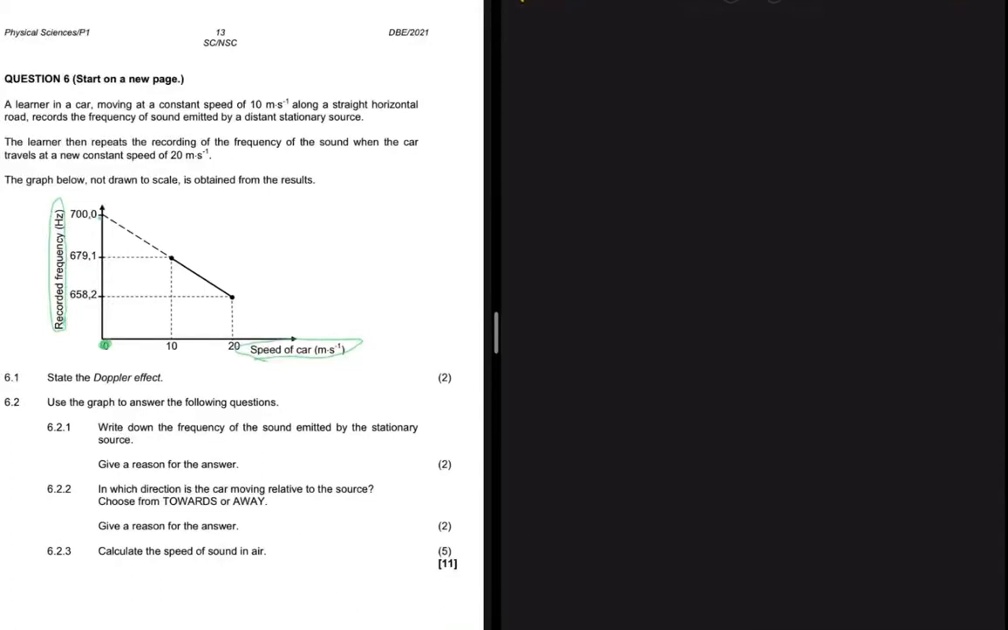A learner in a car moving at a constant speed of 10 meters per second, so we have V equals 10 meters per second, along a straight horizontal road records the frequency of sound emitted by a distant stationary source. So the source in this instance is stationary and the listener is the one in motion, right? The learner then repeats the recording of the frequency of the sound when the car travels at a new constant speed of 20 meters per second. So we have our V new of 20 meters per second.